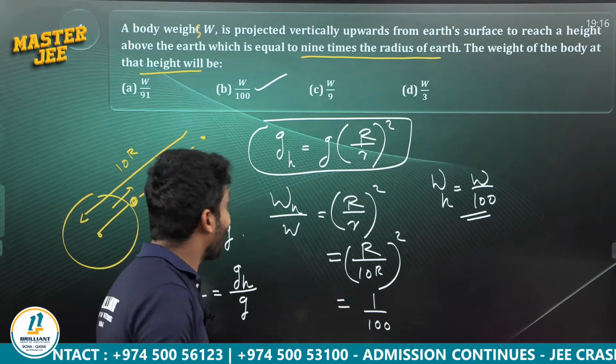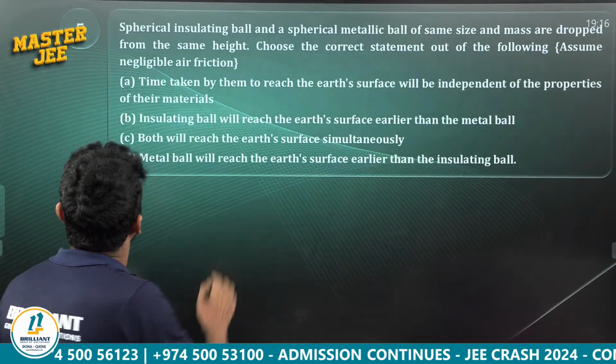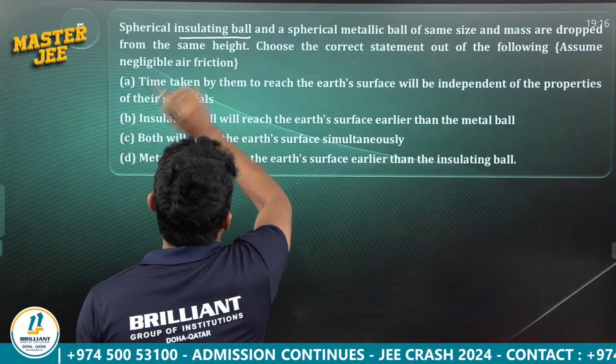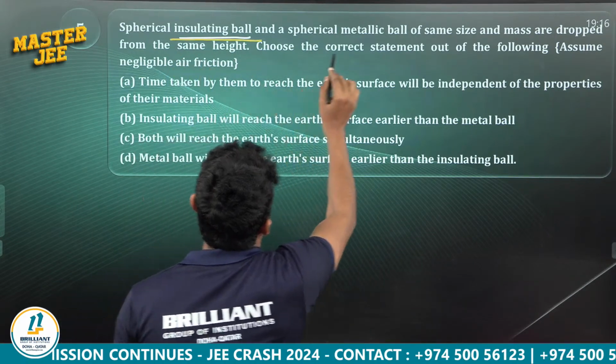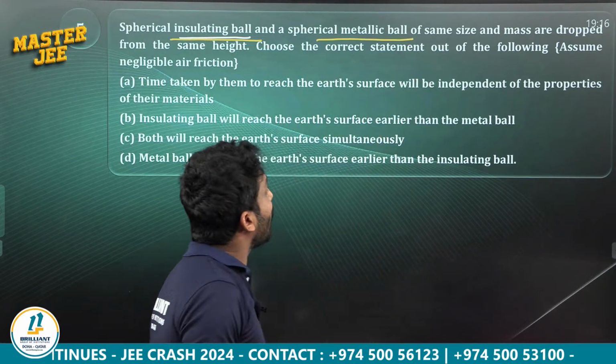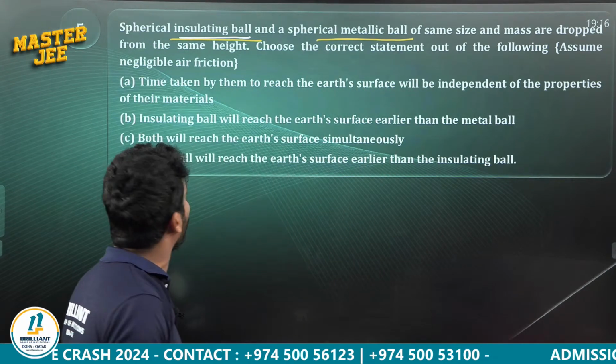Okay, nice. The next question, number 5: two balls, one a spherical insulating ball and the other a spherical metallic ball, of the same size and mass, are dropped from the same height.